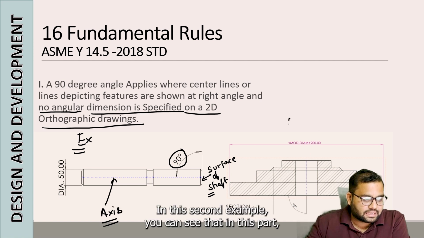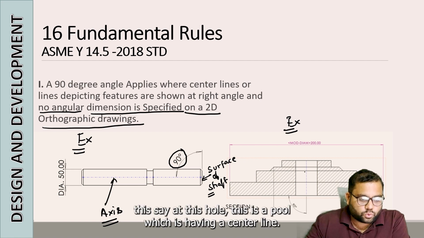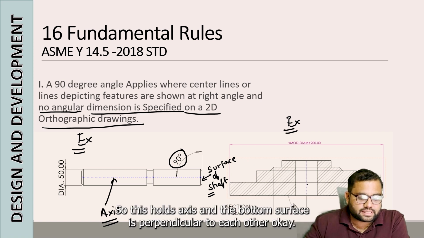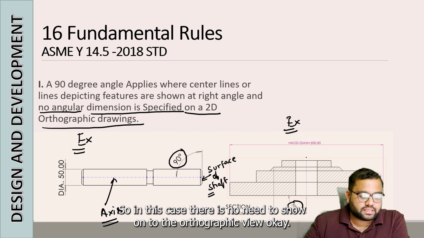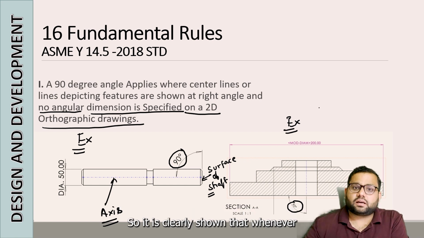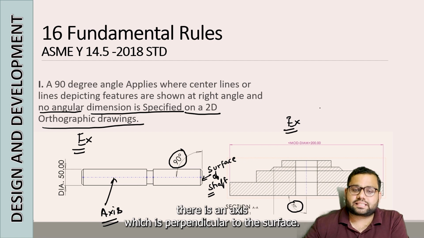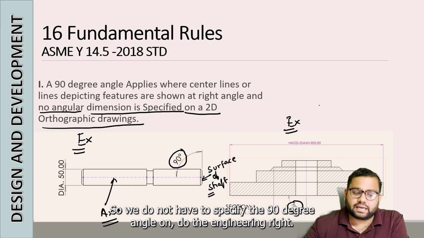In this second example, you can see that this part has a hole with a center line. This hole's axis and the bottom surface are perpendicular to each other. So this 90 degrees, which is here, does not need to be shown on the orthographic view. It is clearly shown that whenever there is an axis which is perpendicular to the surface, we don't have to specify the 90-degree angle on the engineering drawing.